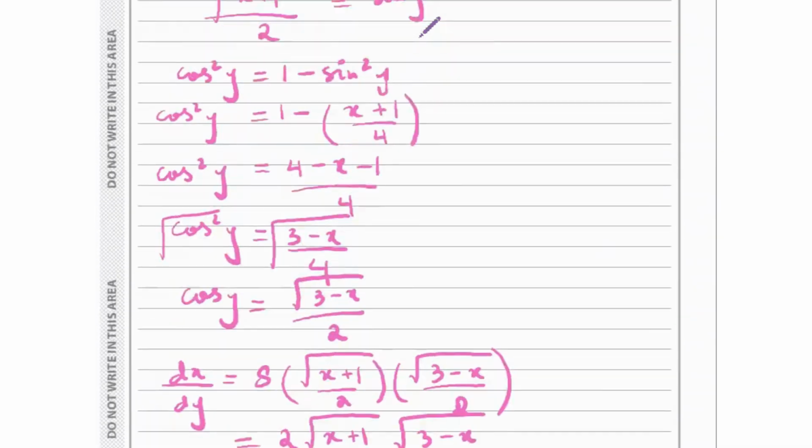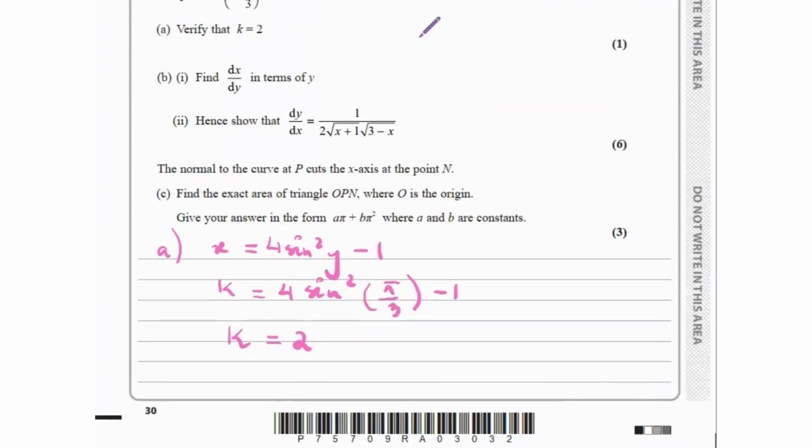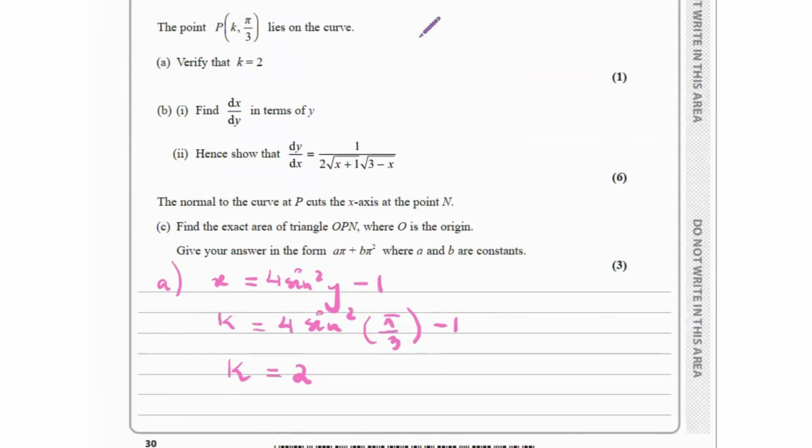After that, they're saying that the normal to the curve at P cuts the x-axis at the point N. Find the exact area of triangle OPN, where O is the origin. Give your answer in the form A pi plus B pi squared, where A and B are constants.